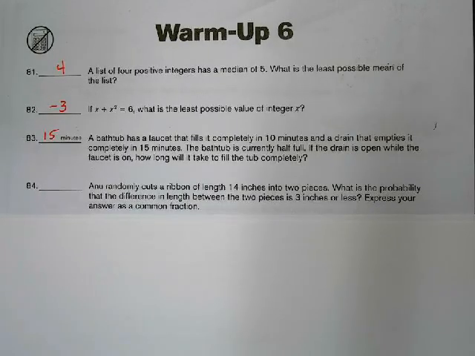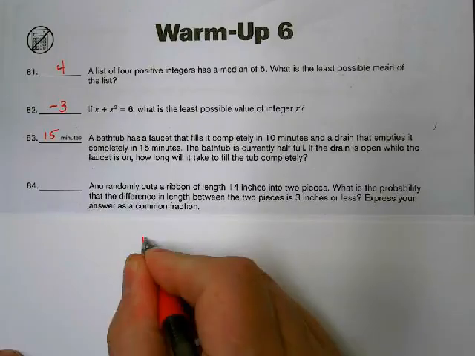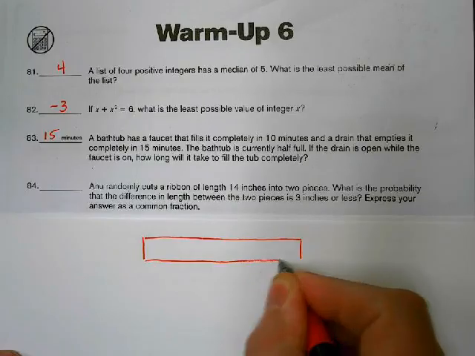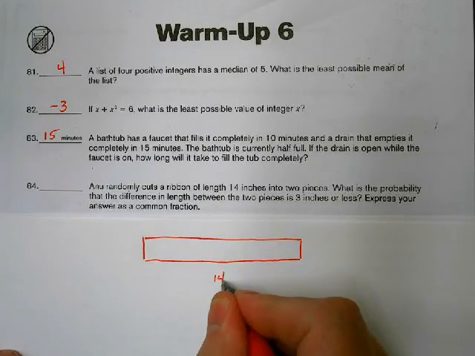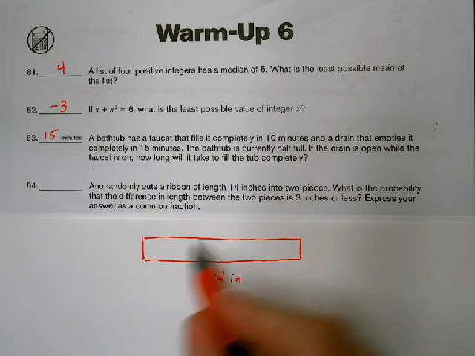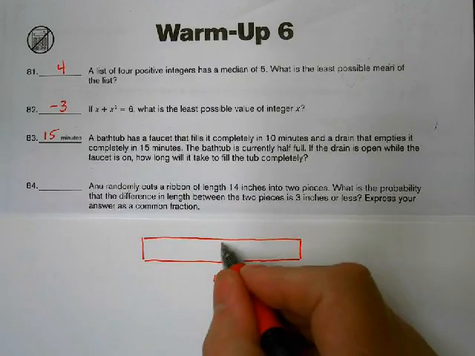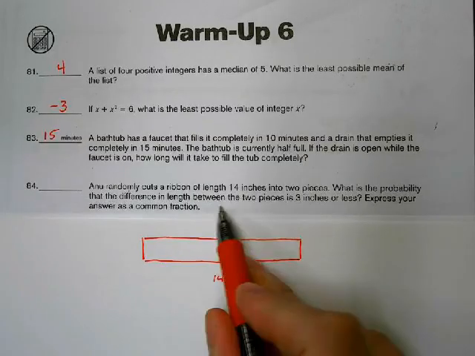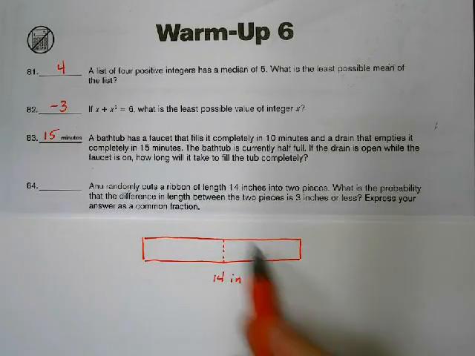All right, so let's just get a visual representation. We've got this ribbon. It's 14 inches long. We're going to cut it somewhere. We want to know the probability that when we cut it, there's 3 inches or less of a difference between the 2 pieces. So if I cut it right down the middle, that's 7 inches and 7 inches. So that would be 3 inches or less.